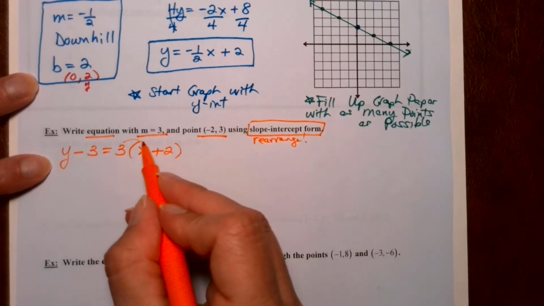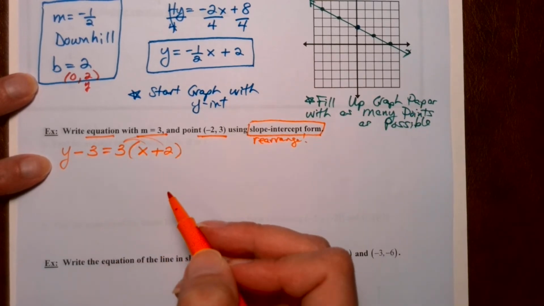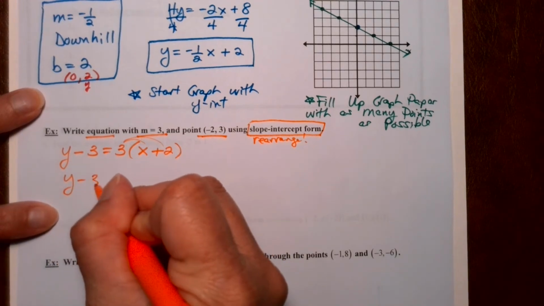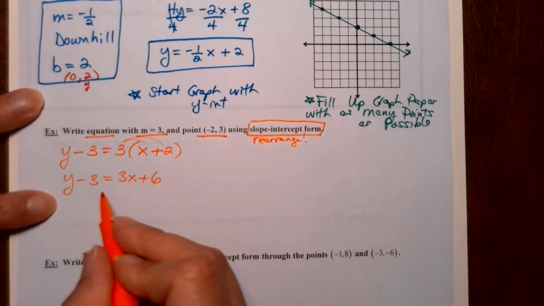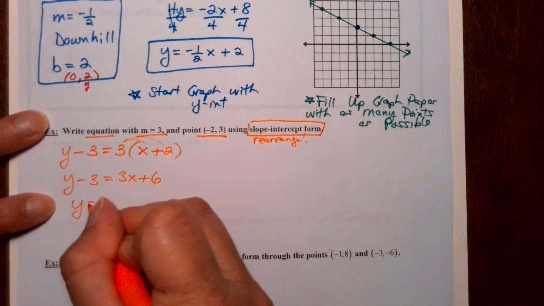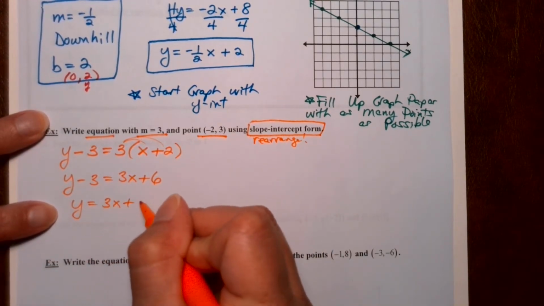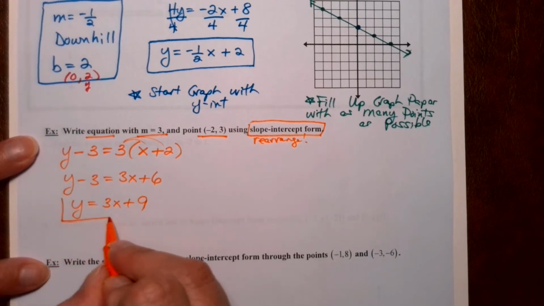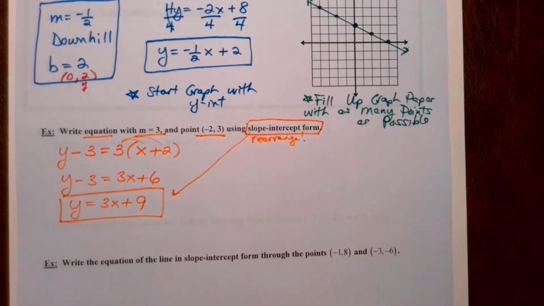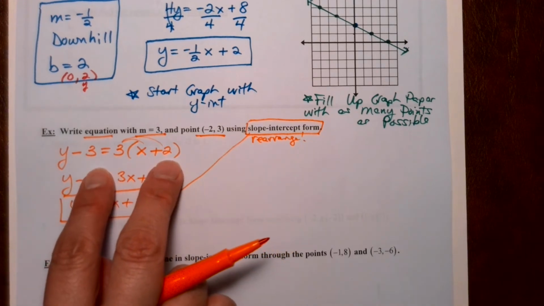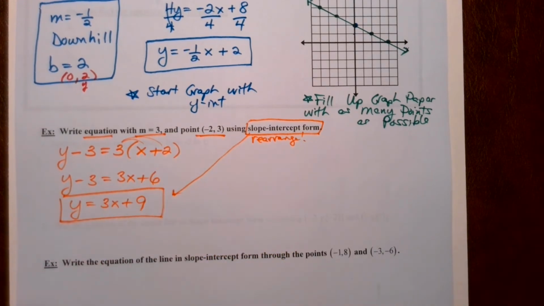Let's distribute the 3. y minus 3 equals 3x plus 6. Okay, and then I'll add 3 to both sides. Add the 3, and now it's in slope-intercept form. So sometimes starting with point slope is easier, and then just distributing.